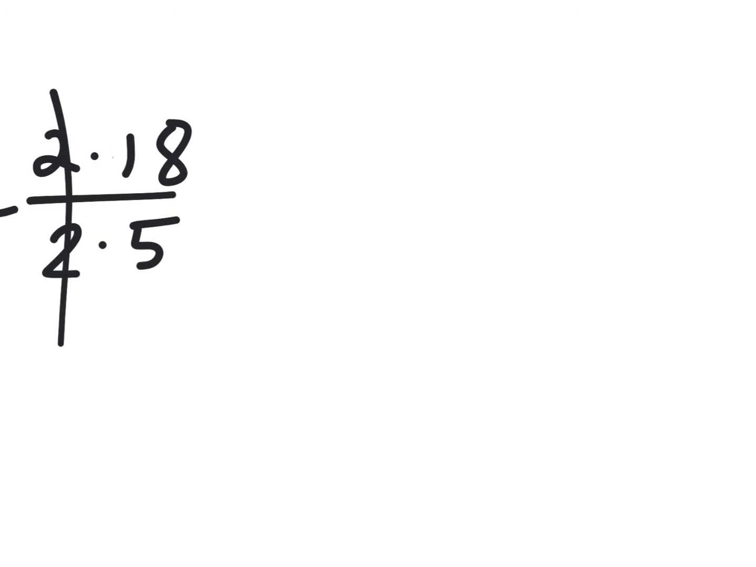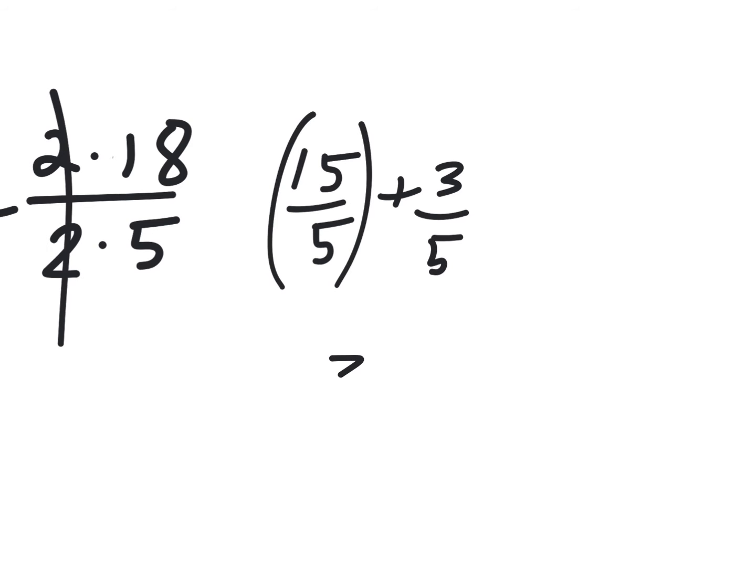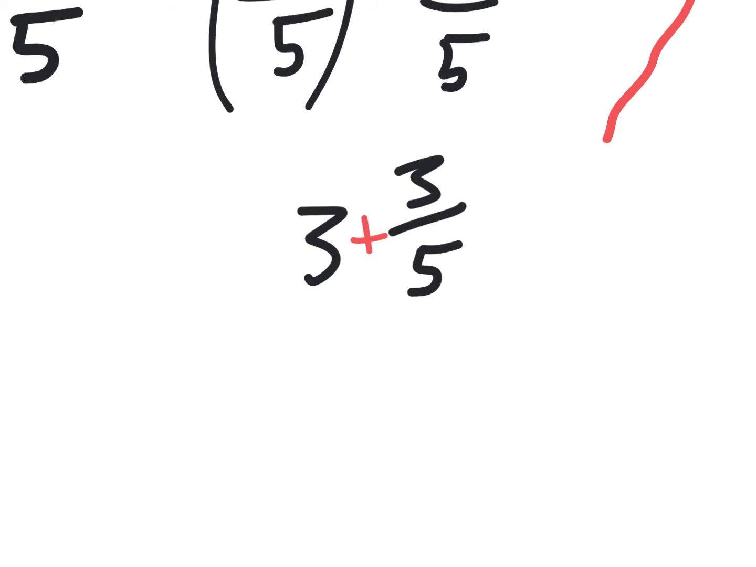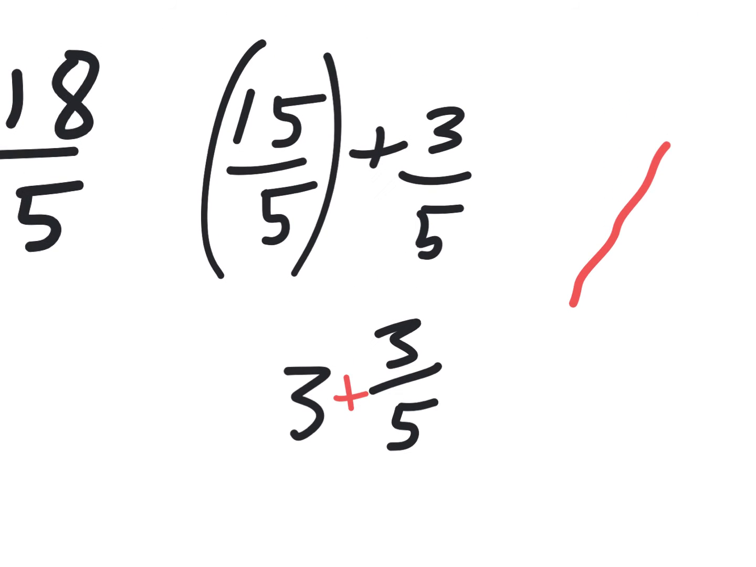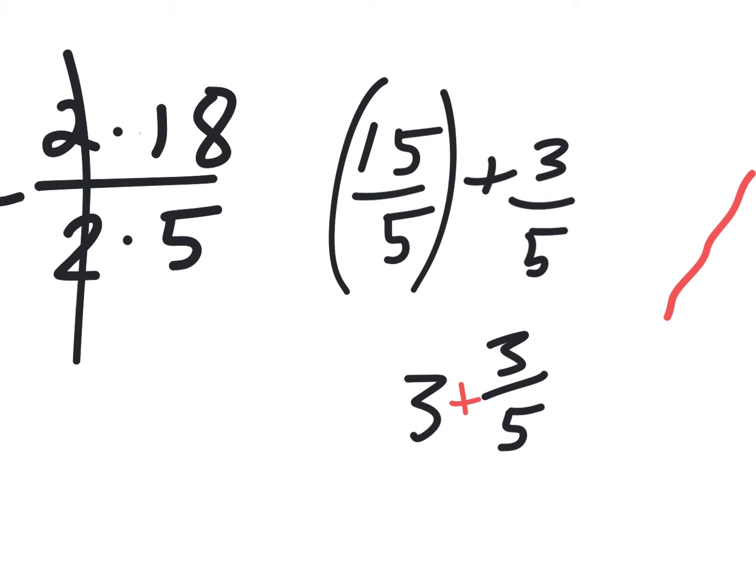Do you also know that that's the same as 15/5 plus 3/5, which is 3 3/5? Another little thing that isn't taught that much at the elementary schools is this really means 3 plus 3/5. It certainly doesn't mean 3 times 3/5. It's 3 plus 3/5. 3 3/5 means 3 plus 3/5. Any questions about that one?